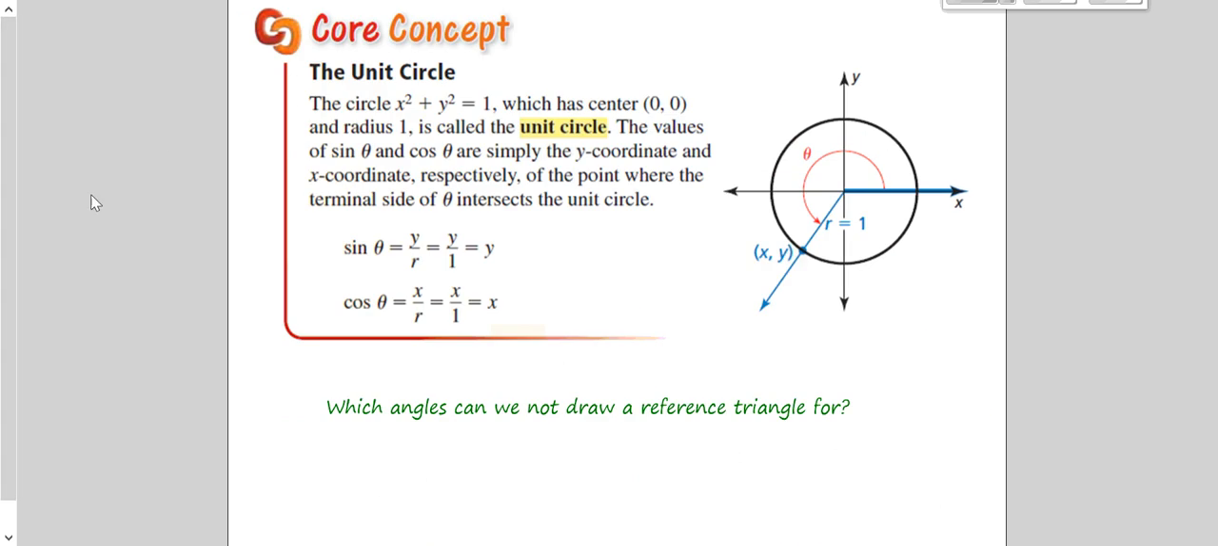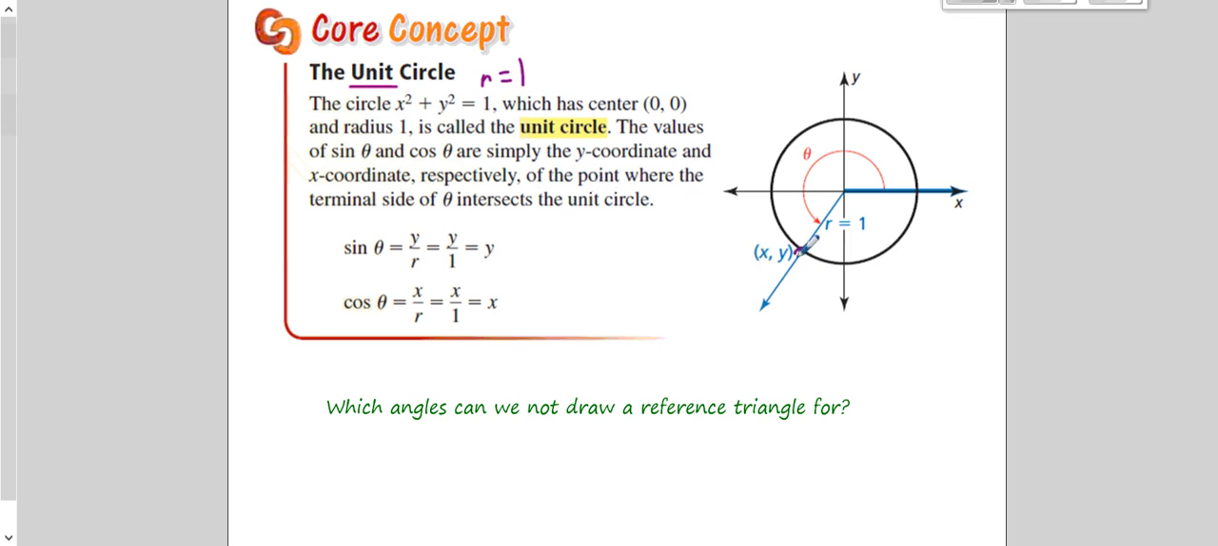The unit circle. If we make the radius be 1, we call this the unit circle. It's 1 unit, so r equals 1. The circle x squared plus y squared equals 1, which has center 0, 0, and radius 1, is called the unit circle. The values of sine theta and cosine theta are simply the y-coordinate and the x-coordinate, respectively, of the point where the terminal side of theta intersects the unit circle.